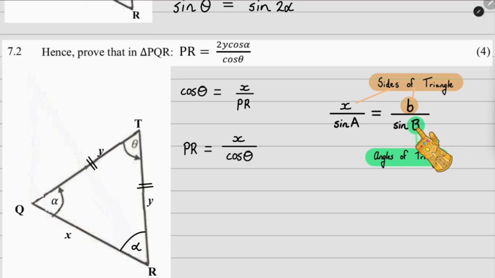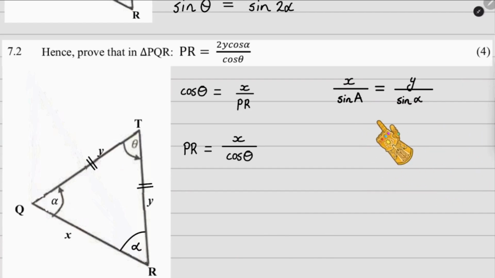And inside of this, I'll just choose another side and angle. I can choose this one or this one. It'll lead to the exact same outcome. So I'm going to change this side to a y, and then opposite that y is alpha. So it's going to be y over sine of alpha. And now I've successfully implemented the sine rule.